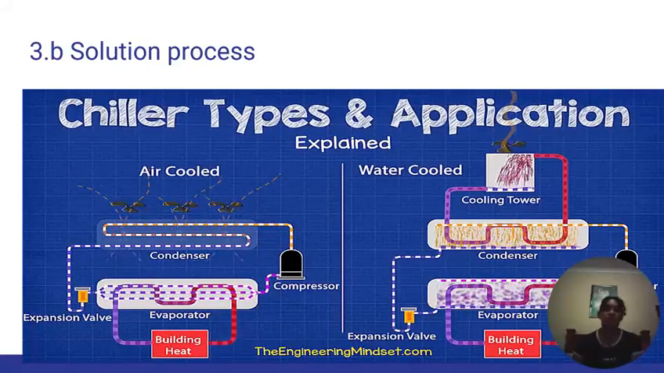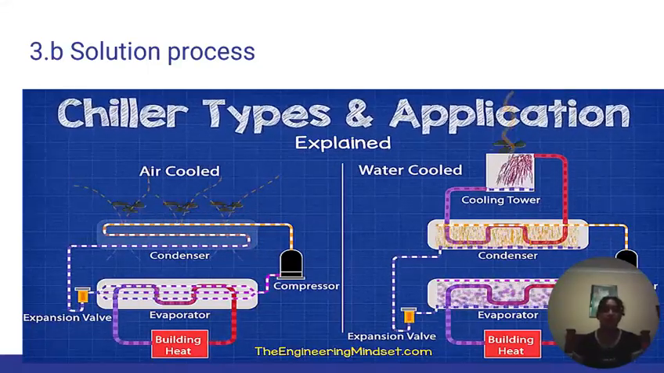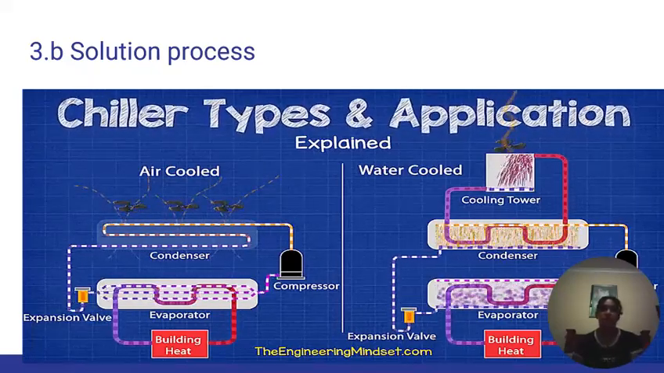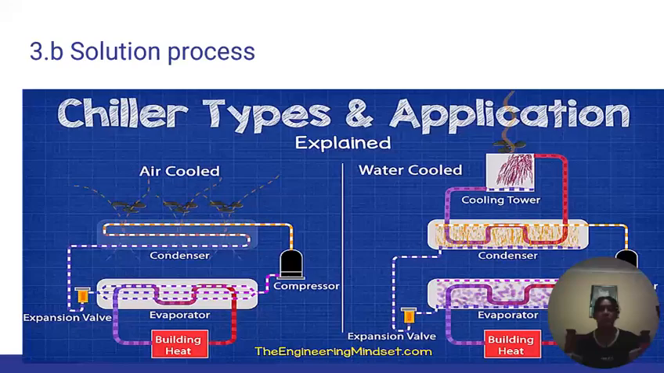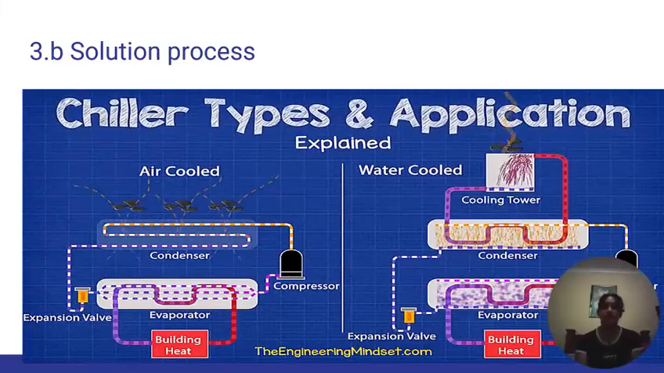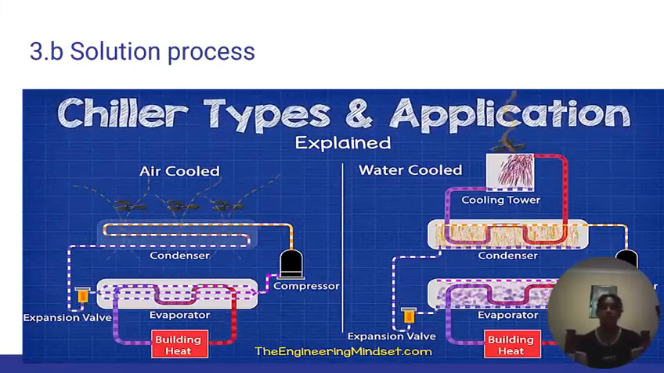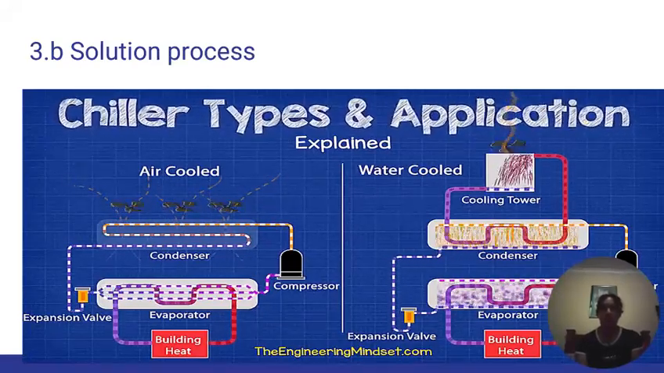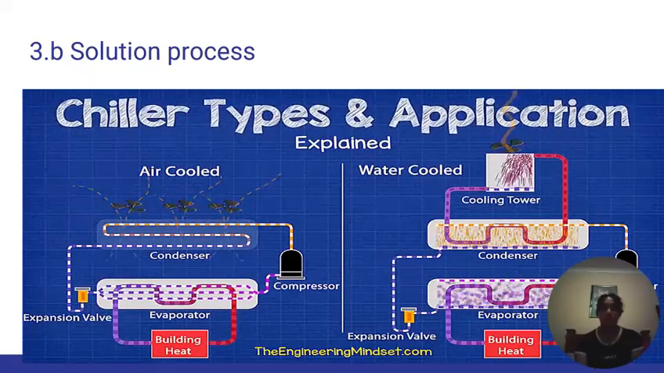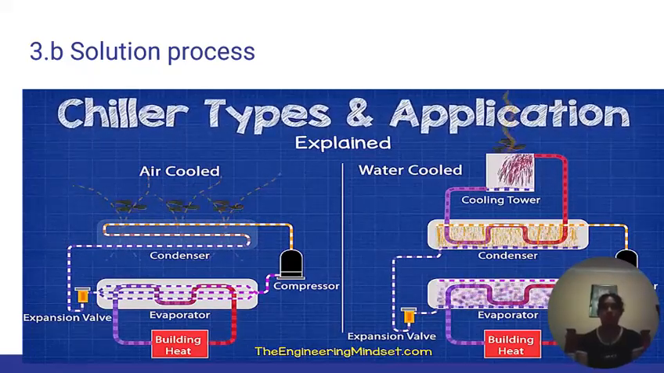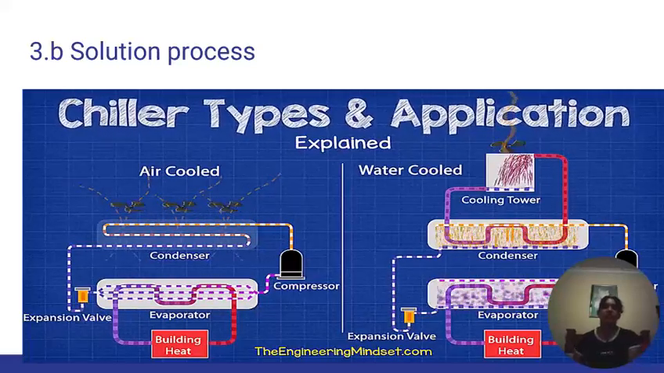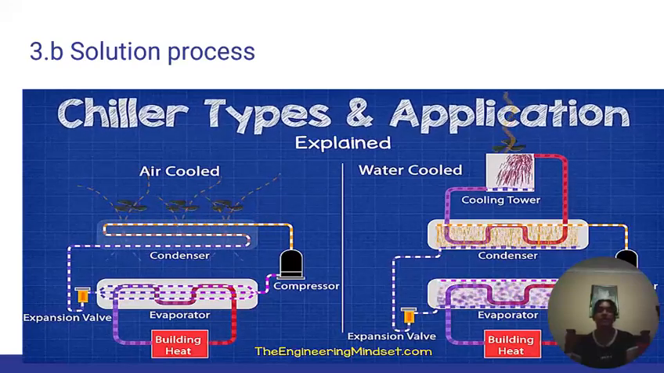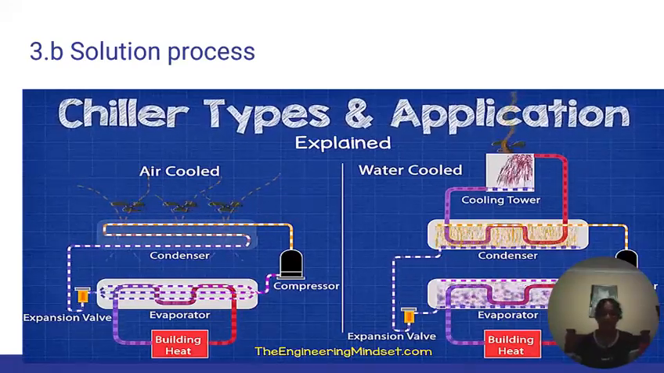So on your left side, you see the air-cooled chiller, a refrigerated unit that removes heat from a process fluid by using air to discharge the absorbed heat. And then on the right side, you will see the water-cooled chiller, a machine that removes heat from industrial process and equipment by circulating a cooling fluid.